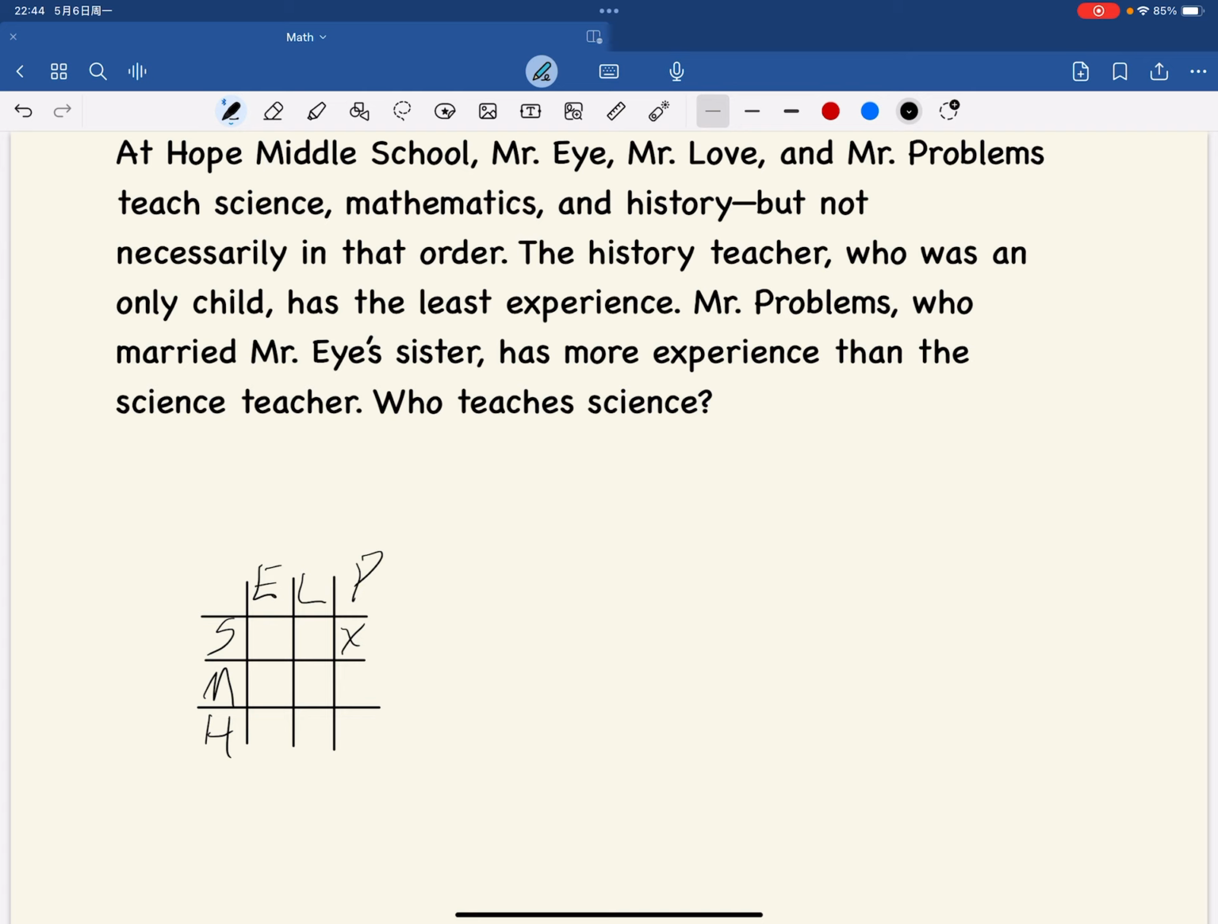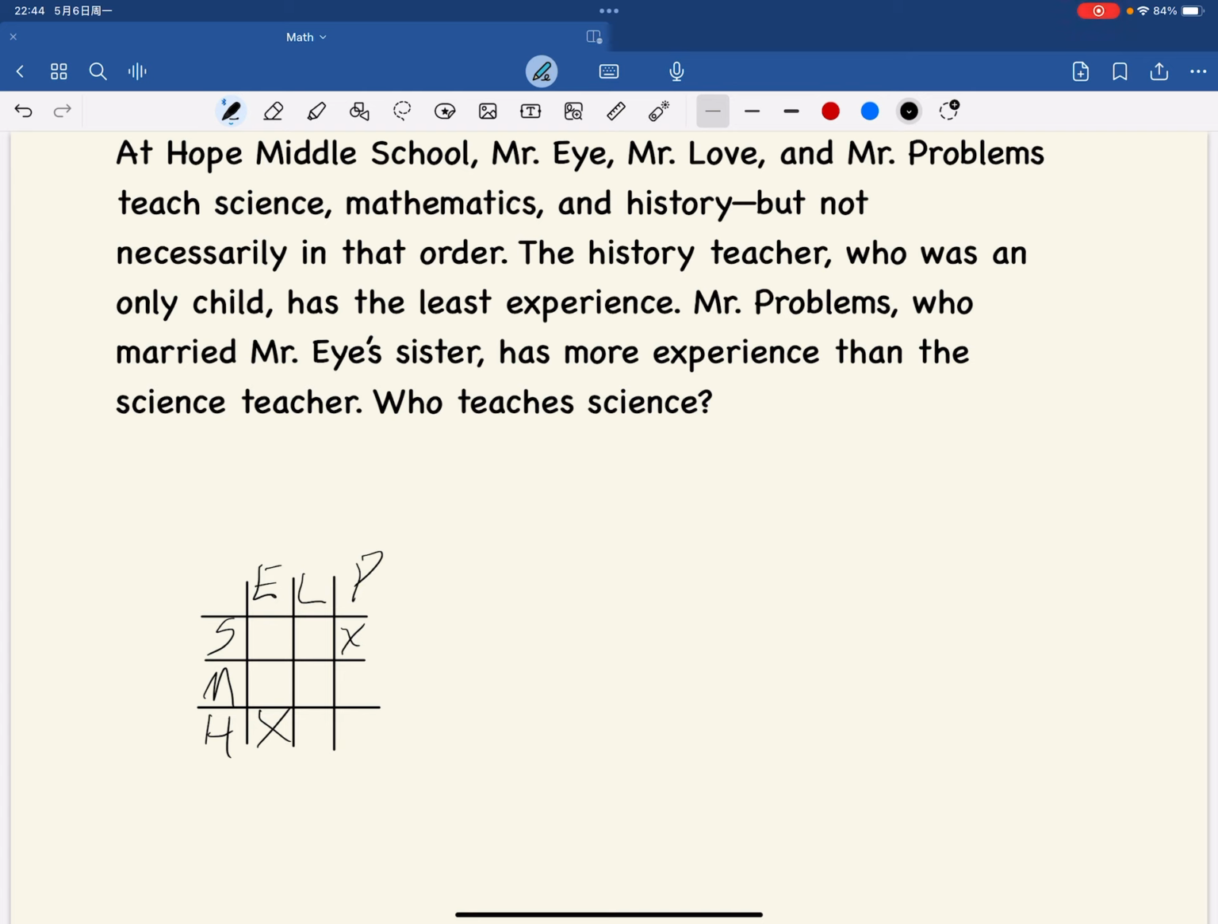And then if we combine the first 2 clues together, we can see that the history teacher was an only child. But Mr. Problems married Mr. I's sister, so Mr. I has a sister, so he's not an only child. So Mr. I is not the history teacher. We also cross that out.